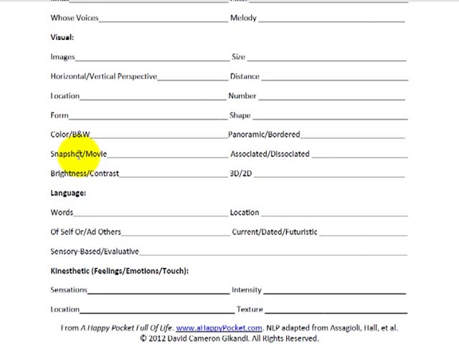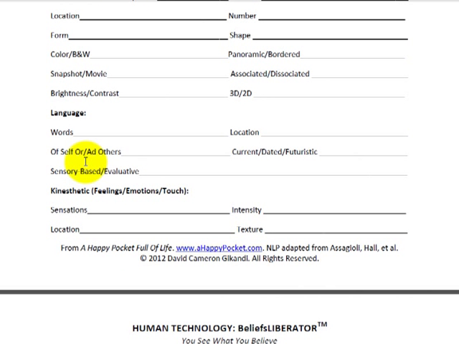Anyways, is it a snapshot or a movie? All that stuff. Again, language. What are the words? Is it your voice or others? Sensory based or evaluative. In other words, are you thinking about it, or are you feeling it? I don't know how to use that, but anyways, you understand the meaning of these words. Sensory based, or are you evaluating it in a sort of like audio digital way? The location, is it current or dated or past, or futuristic? The language, what language are you using in your movie?